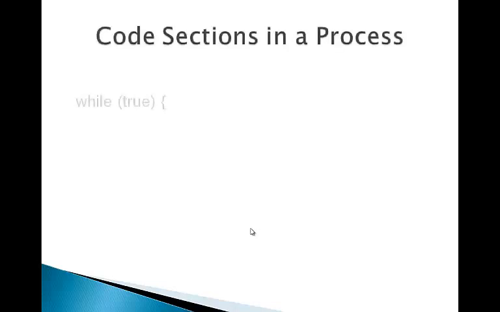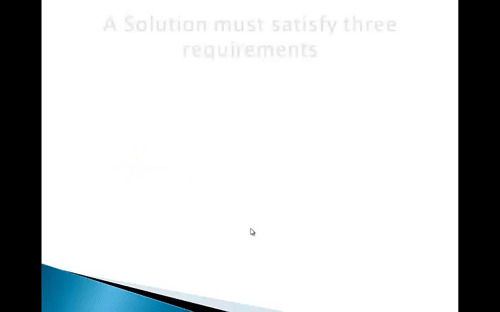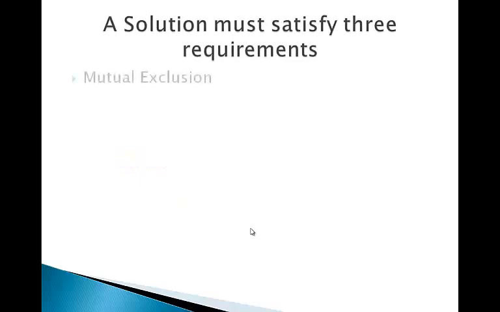Each process must request permission to enter its critical section. The section of code implementing this request is the entry section. The critical section may be followed by an exit section. The remaining code is the remainder section. The solution to the critical section problem must satisfy following three requirements: mutual exclusion, progress, bounded waiting.